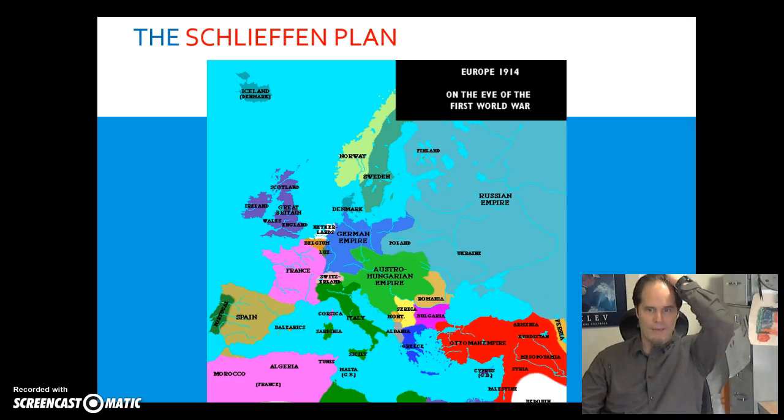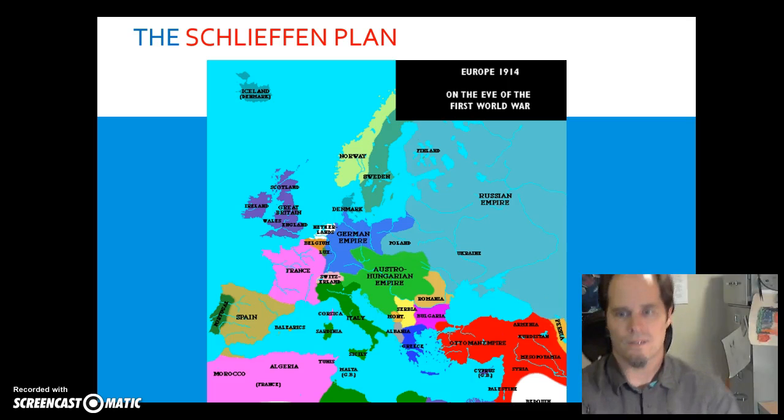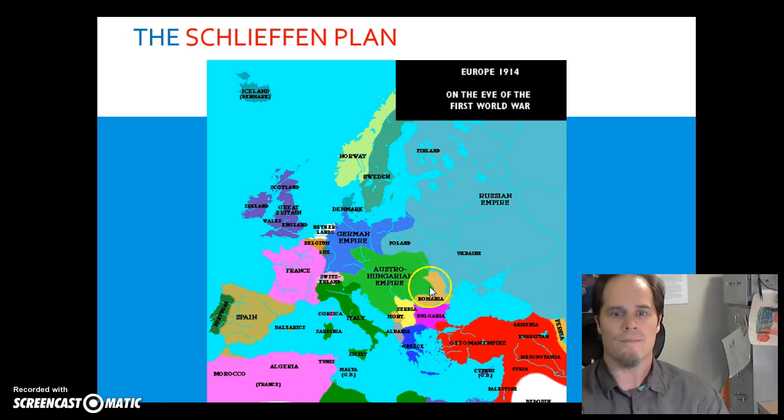So if we look at this map, this is a map of Europe on the eve of World War I. I can't be certain that my clicker here, that this pointer is working, but I'm going to try anyway. So if you're not seeing anything on the screen, don't be too concerned. Actually, you know what I'll do? Instead, I'm going to use the mouse because this will do a better job.